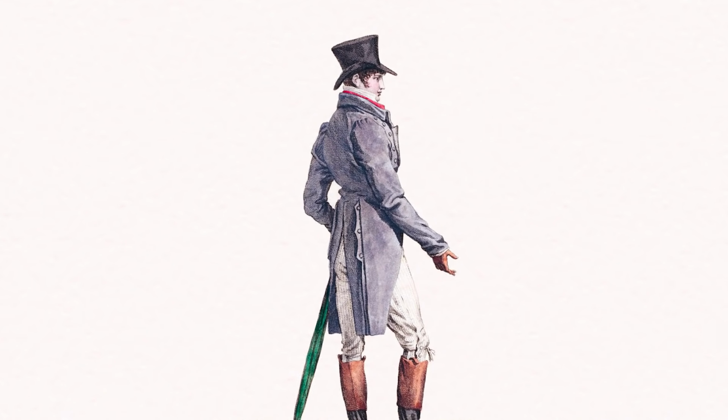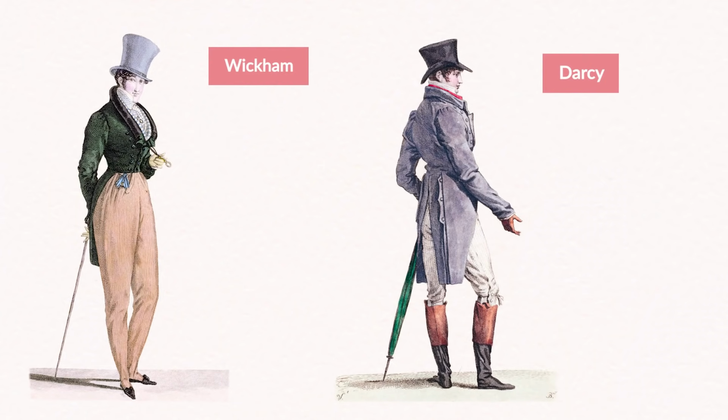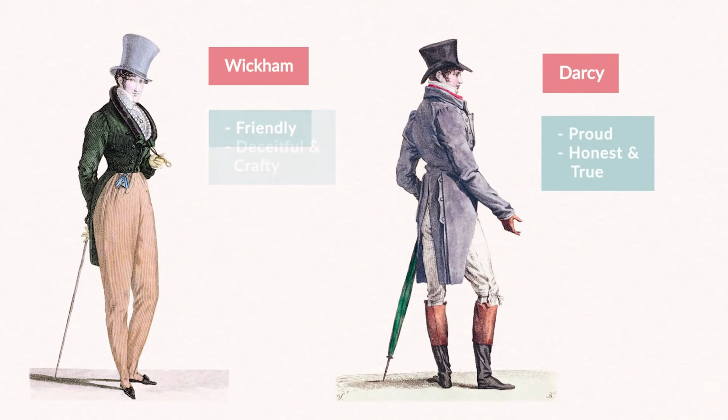Well, then you have a character who has the opposite characteristics of Mr. Darcy. Well, who's that? It's Mr. Wickham, right? Darcy is proud, Wickham is friendly. Darcy is honest and true, Wickham is deceitful and crafty. But by being the opposite and putting them right next to each other, they highlight even more their characteristics. So for example, Darcy looks better because Wickham's awful. Wickham looks awful because he's not like Darcy.